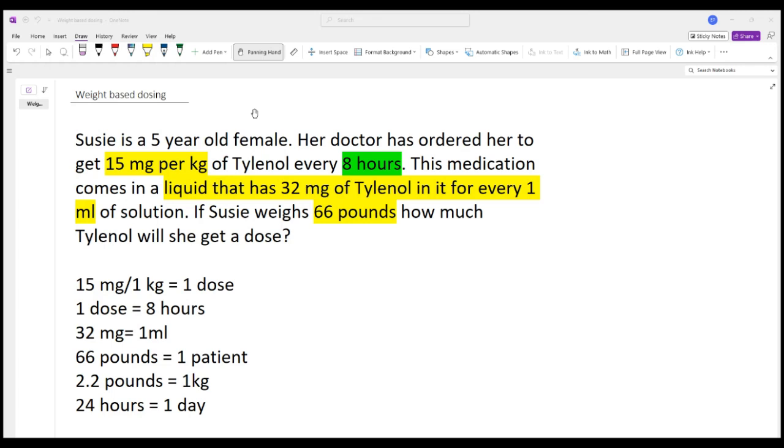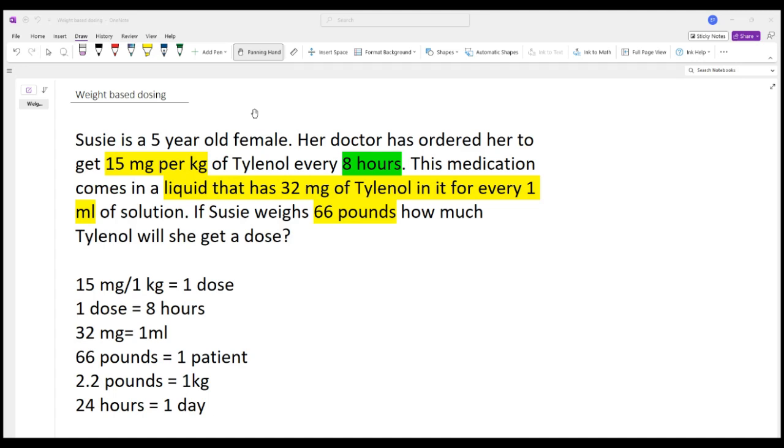So right away, this question is assuming that you're going to put your answer in the best possible units. Because you could say, well, she's getting 15 milligrams per kilogram every dose. Bam, problem solved. Well, no, that's not what they're asking you to do. They want to know when you go by the bedside that Susie is going to be getting that 15 milligrams per kilogram, right?